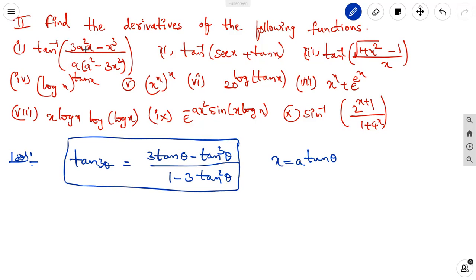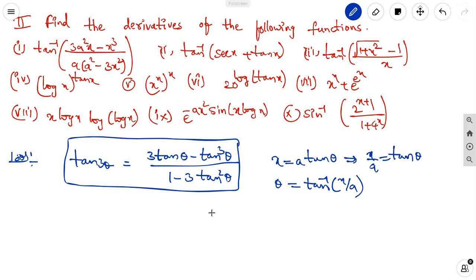Then 3a square into a tan theta minus a tan theta whole cube by a into a square minus 3 into a tan theta whole square. In that case, in the numerator and denominator, a cube is taken common and gets cancelled, and it reduces to the tan 3 theta formula. Here tan inverse and tan both get cancelled. Then y is equal to 3 theta. Theta becomes: x by a equal to tan theta, then theta equal to tan inverse of x by a.